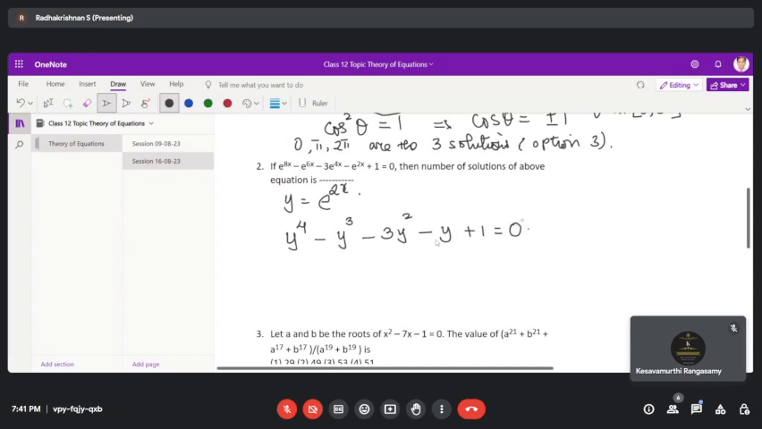So how can we solve this equation? Sir, it is a reciprocal equation of even degree type 1, sir. Super. That is what it is. This is the reciprocal equation. So solve the reciprocal equation. Let's see.